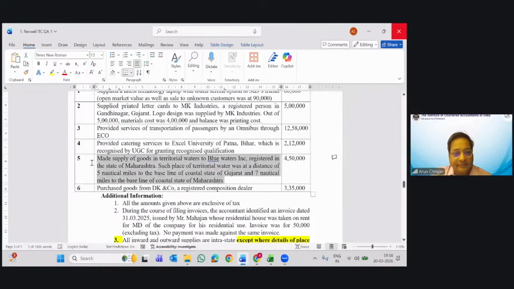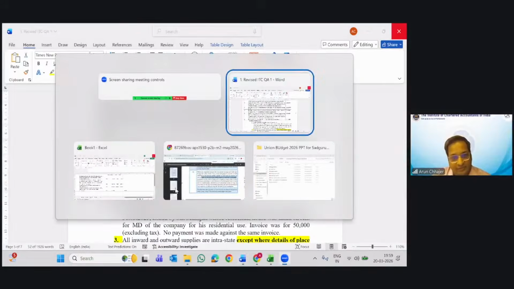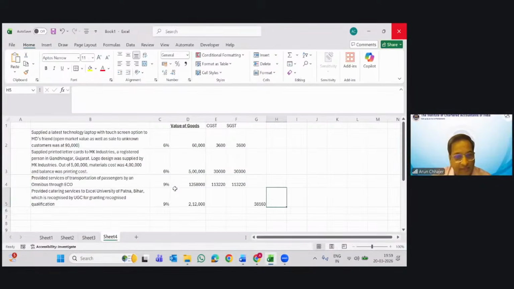Next is made supply of the goods in the territorial water to the blue water registered in the state of Maharashtra. Such place of the territorial water is at a distance of 5 nautical miles to the baseline of the coastal state of Gujarat and 7 nautical miles to the baseline of the coastal state of Maharashtra. Okay.